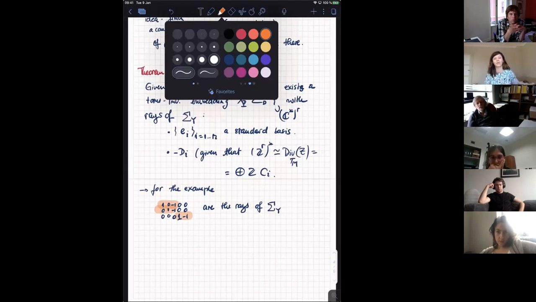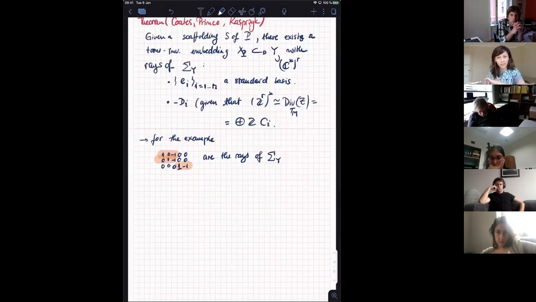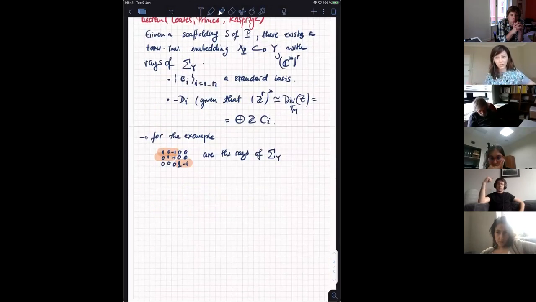It's not a blow up, it's a product. This is not the weight matrix. This is just the rays of the fan, okay? So in a weight matrix, there will be such things appearing and then you could conclude that it's a blow up, but this one is not.